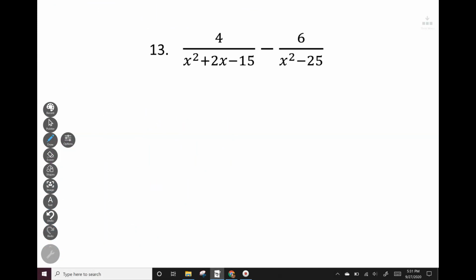All right, our last problem for today. We'll finish these notes in part 3.